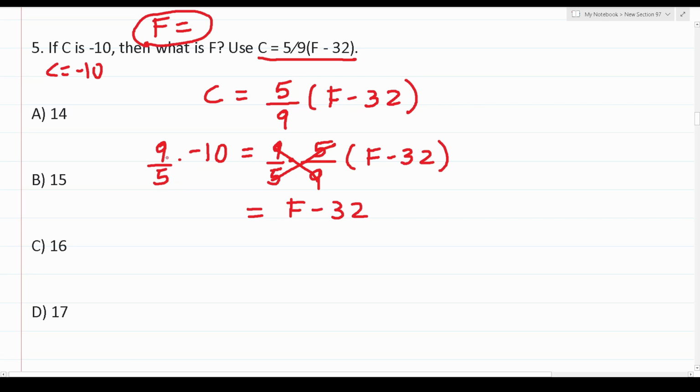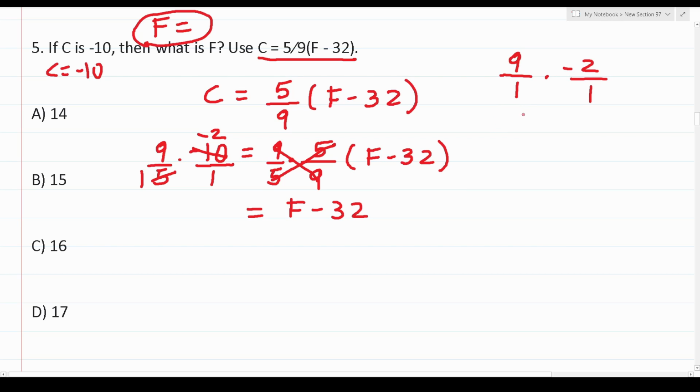And believe it or not, 9 over 5 times -10 is actually very easy to do. Again, we can write -10 as a fraction by placing it over 1. And now we can say this. 5 goes into 5 one time. 5 goes into 10 two times. So this is -2. So what we have here is 9 over 1 times -2 over 1. And let me write that off to the side. We have 9 over 1 times -2 over 1.